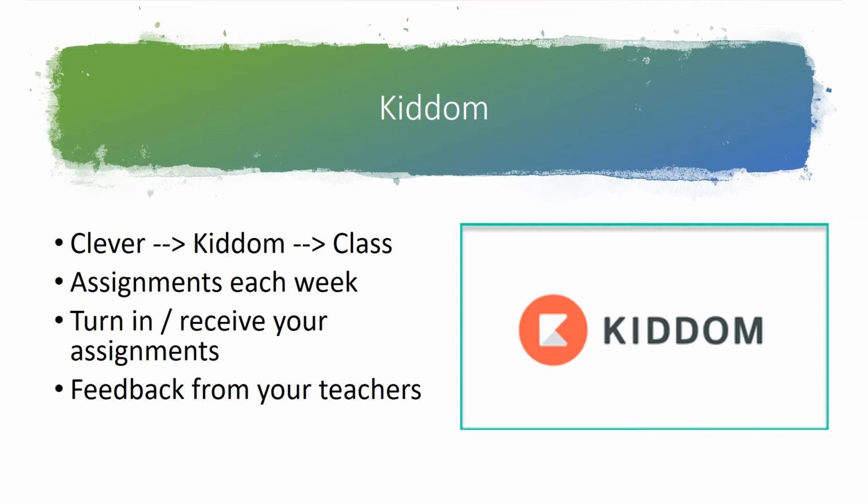There's a submit button on Kiddom. Once you click submit, that is you turning in your work to me. Once you do that, we will be able to look at it and give you unique feedback. Feedback is our way of saying, how did you do? What could you have done better? You'll be able to see personalized comments on your work from us.